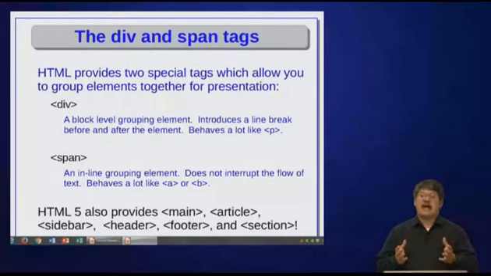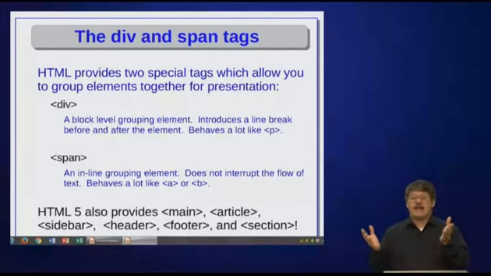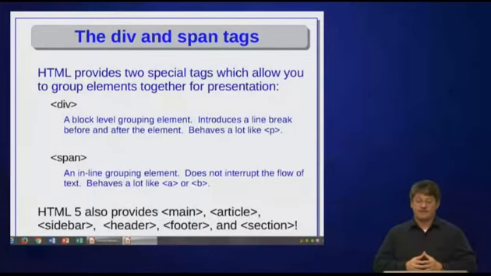The div tag is a block-level grouping element. It groups things together as a block. And what that means is that it inserts a line break before the block and a line break after the block. So they're visually separated from the rest of the page. Another way to group things is using a span tag. A span tag is an inline grouping element. So it doesn't interrupt the flow of the text. It doesn't insert line breaks. It just identifies text within a block that we want to style in a particular way.